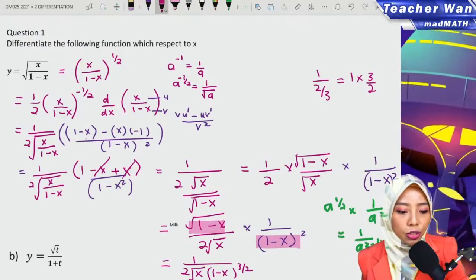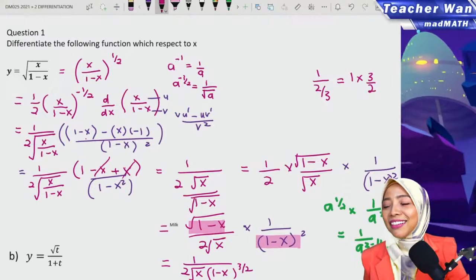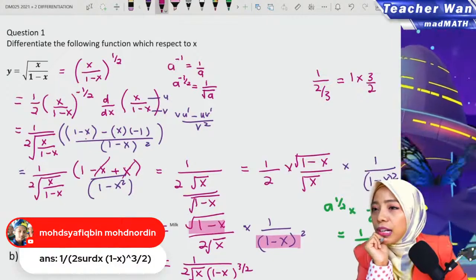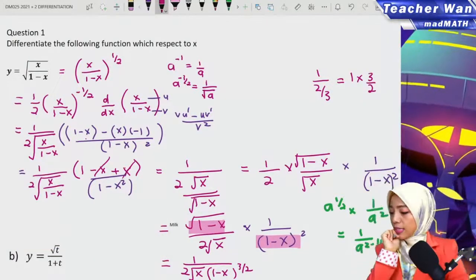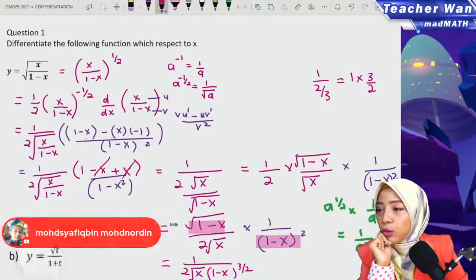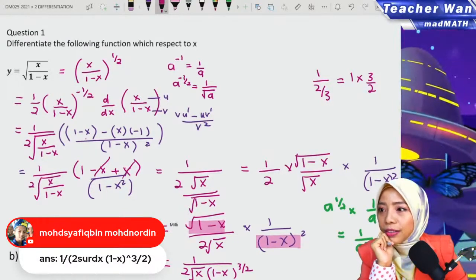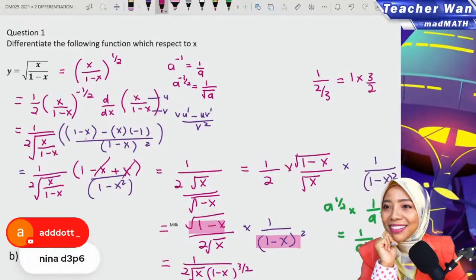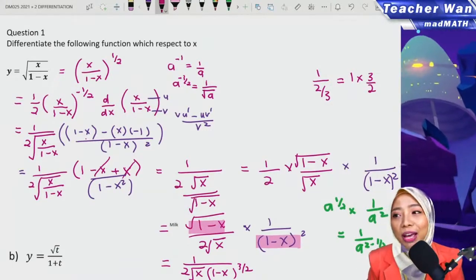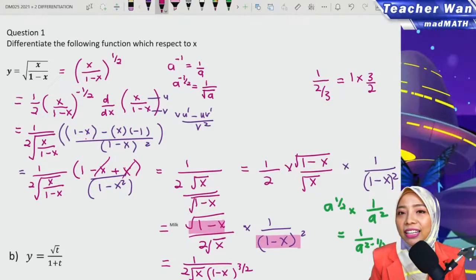Let's check the answer. 1 over, yes, correct. V squared. Yeah, Alifa Aliana. Very good. Who else? Answer: 1 over 2 root x times 1 minus x to the power of 3 over 2. Yes, you're right, Muhammad Shafiq. We have Nina D3P6. So clear? If clear, write down clear so that we can proceed to the next question. Okay, can?